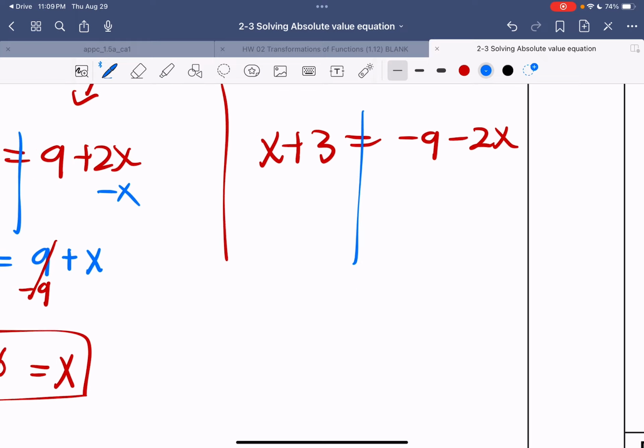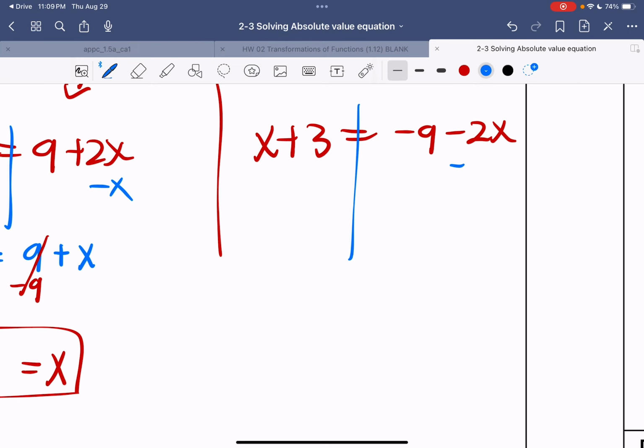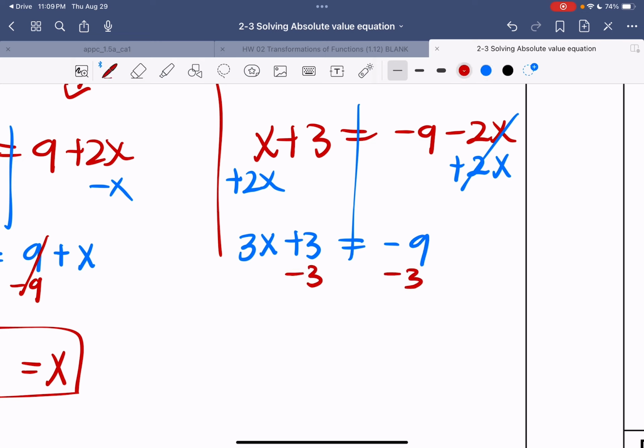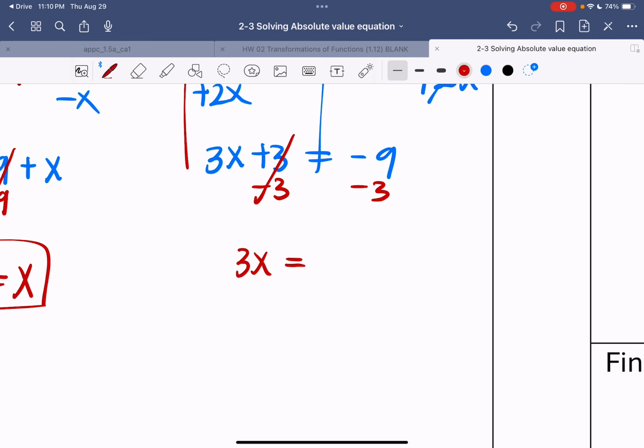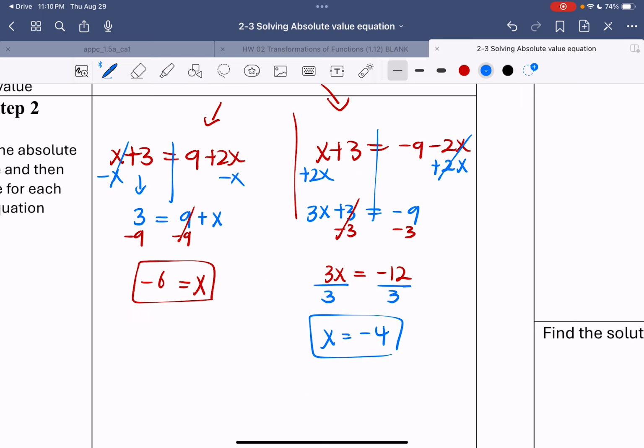And here, same thing, you just solve for x. I will probably do plus 2x both sides, only because I do not want to deal with negative numbers. So x plus 2x, you're going to get 3x plus 3 is equal to negative 9. And minus 3 both sides, that disappears. So you have 3x equals negative 9 minus 3 is negative 12. And if you divide by 3 both sides, you're going to get x equals negative 4. So here, we got two solutions for x.